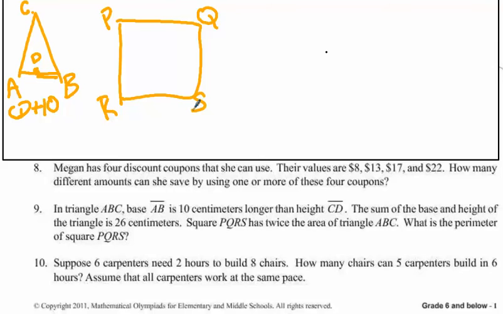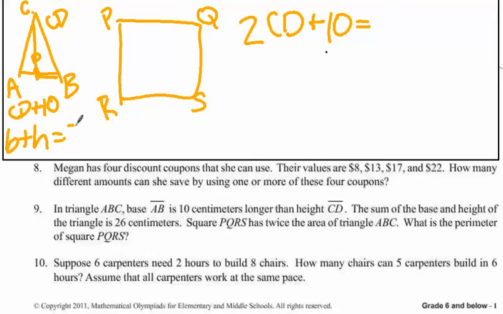So, we have, that's CD right there. So we have CD plus 10 and CD. That means we have 2 CDs, so we can write 2 CD plus 10, and then we're going to have that equal something. And we know that for the triangle, the base plus the height is going to equal 26. And so that equation is going to show what the base plus the height is. So that's going to equal 26.